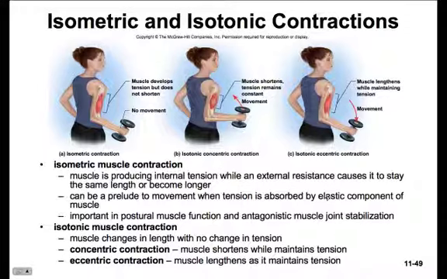Isometric contraction is not merely a prelude to movement. It's certainly involved in our postural function, as the antagonistic muscles stabilize joints while we move the prime mover. When we look at isotonic contractions, we can have concentric contractions, which is where the muscle shortens and maintains tension, or eccentric contraction, while the muscle lengthens and maintains tension. Often in training, the eccentric contraction is the one that develops more strength.